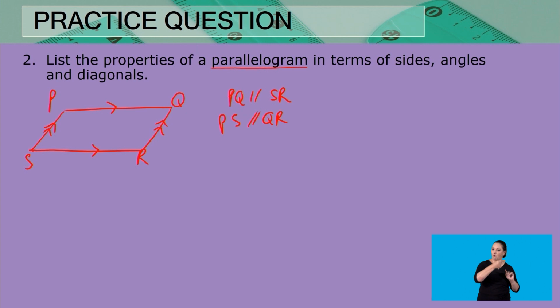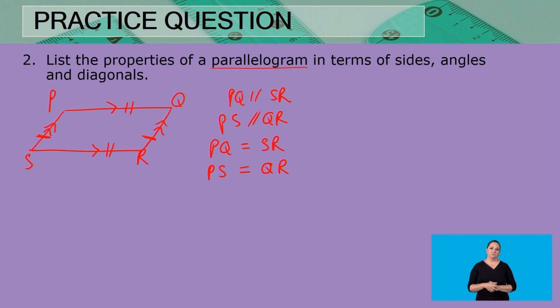What else about the opposite sides? They are also equal. So PQ is equal to SR and also PS is equal to QR. So the opposite sides are equal as well. So those are the sides when it comes to the properties. What about the angles?